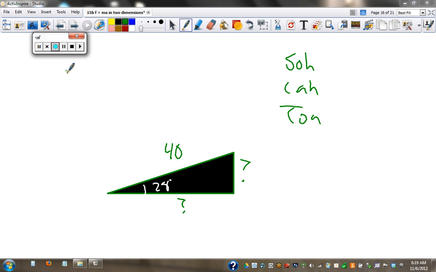All right, this is the first part of the Force Unit Extra Credit, and before you watch this, can you figure out these two parts of this triangle? Everybody tells me this is from geometry, so that's what we'll call it.